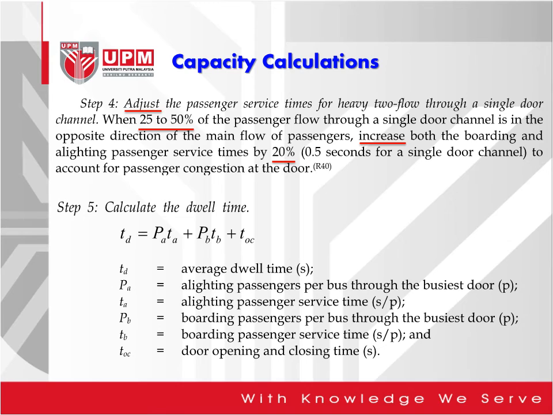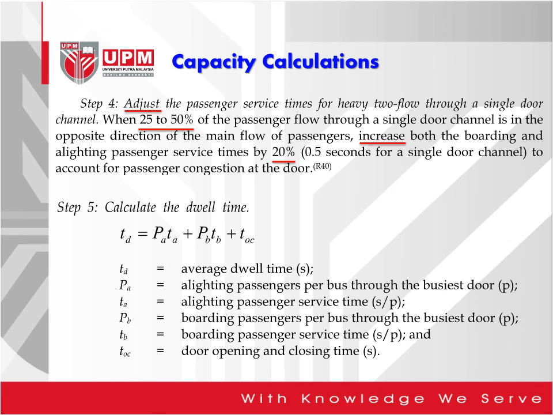And step 5 is we have to perform the calculation of the dwell time. TD stands for dwell time. We have PA, TA, PB, TB. What is the difference between A and B? A stands for alighting, B stands for boarding. PA and PB are based on the calculations in step 2, so step 2 has to do 2 different calculations, one for alighting passengers, the other for boarding passengers, and TA and TB are the passenger service times.